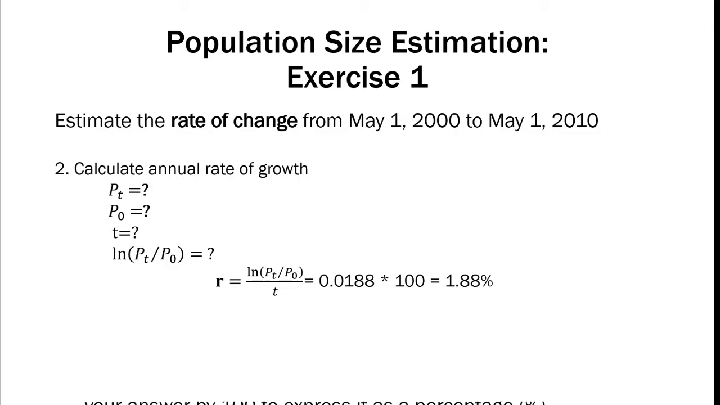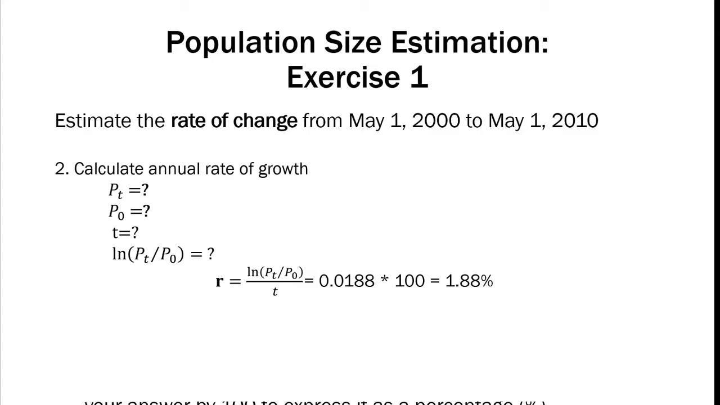Now, remember the last tip that I gave you. If you're looking for a rate of change, you shouldn't be leaving it just like this whenever you present it. We want our answers, especially those in decimal forms, to be expressed in percentages because percentages are more tangible. So we multiply this certain 0.0188 by 100 just to make it a percentage. So now we know that the annual rate of growth from May 1, 2000 to May 1, 2010 is 1.88%.